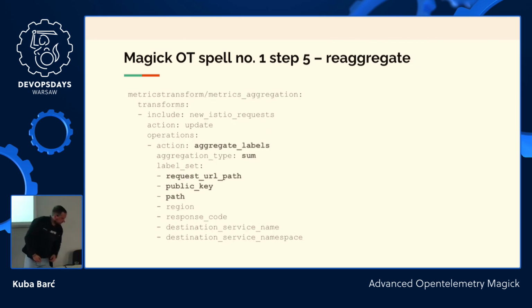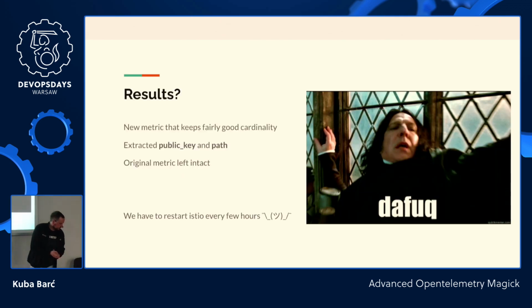And this is exactly, oh, right, and the reaggregation. So now I had this metric with incredible cardinality. I wanted to reaggregate it back. I didn't care which Istio pod it came from. I didn't care what OS was there. I only wanted to know what this public key value is, and I wanted to know what the path is, and region and some other minor dimension.